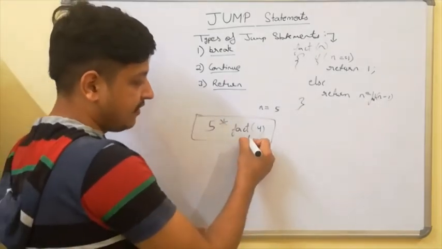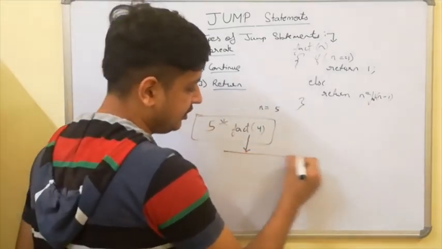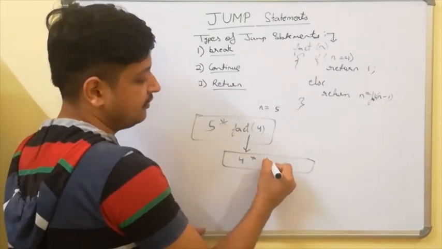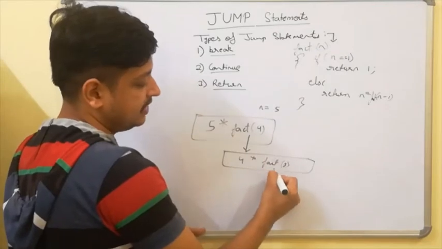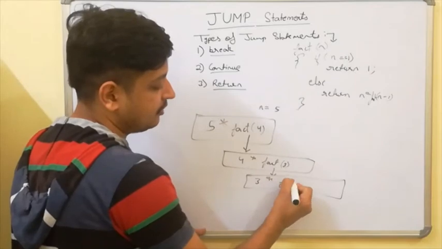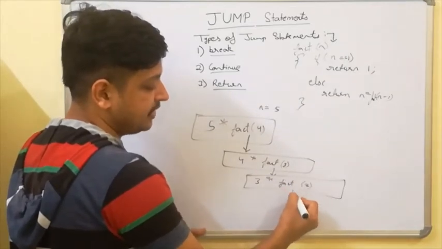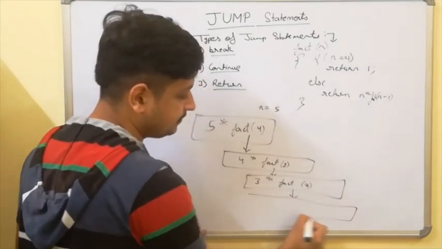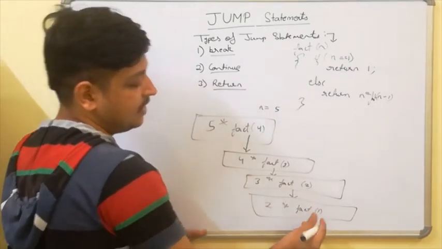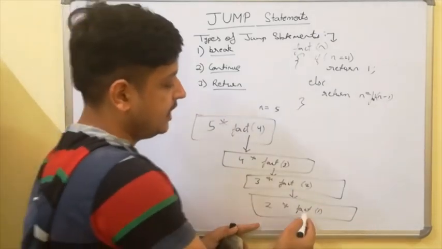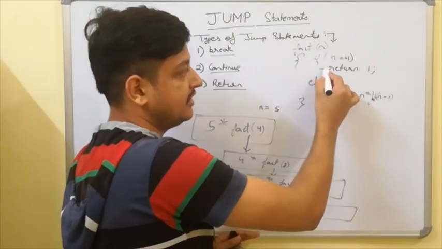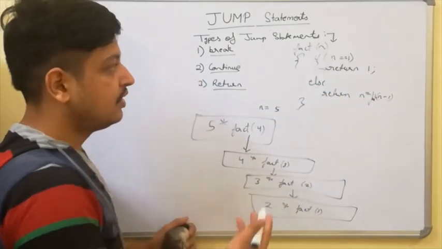So through this fact of 4 we will allocate a new memory location. It will become 4 into fact of 3. Now this will again allocate a new memory location. This becomes 3 into fact of 2. This will allocate a new memory location, which becomes 2 into fact of 1. Now when fact of 1 comes, it will come here and it will see that 1 is equal to 1. So what will it return? It will return 1. So return 1.